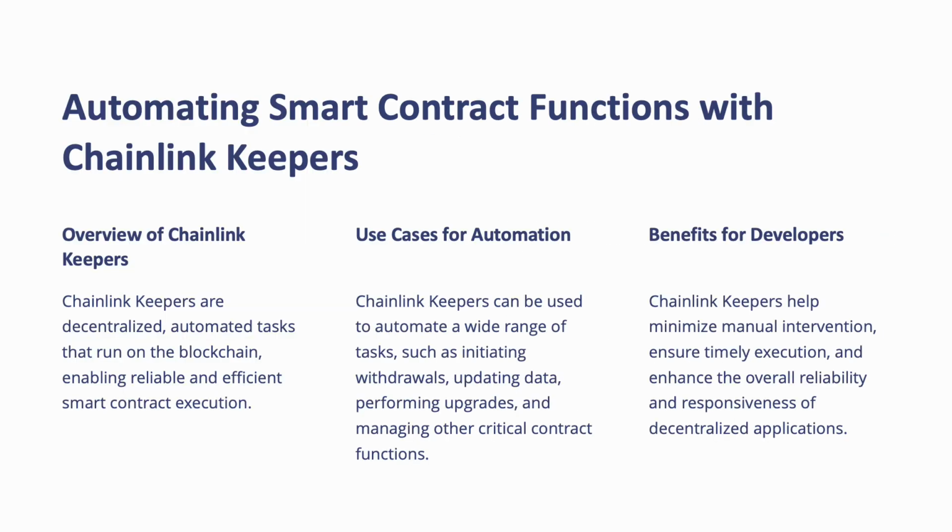Moving on, we have automating smart contract functions with Chainlink Keepers. Chainlink Keepers are decentralized services that help automate tasks on the blockchain. For example, they can automatically trigger smart contract functions when certain conditions are met, such as initiating withdrawals or updating data. This automation reduces the need for manual intervention and ensures that your app runs reliably and efficiently.